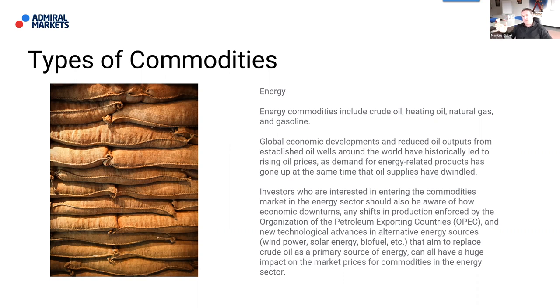Investors who are interested in entering the commodities market in the energy sector should also be aware of how economic downturns and shifts in production enforced by the organization of OPEC, and new technological advances in alternative energy sources like wind power, solar energy, biofuel, etc., that aim to replace crude oil as a primary source of energy, can have a huge impact on the market prices for commodities in the energy sector.